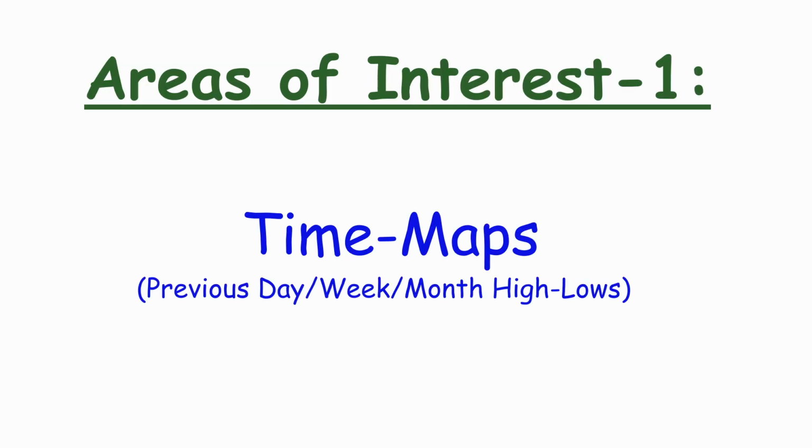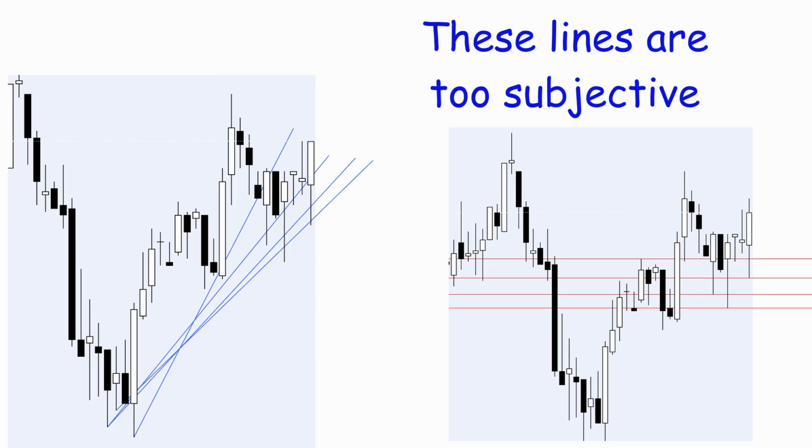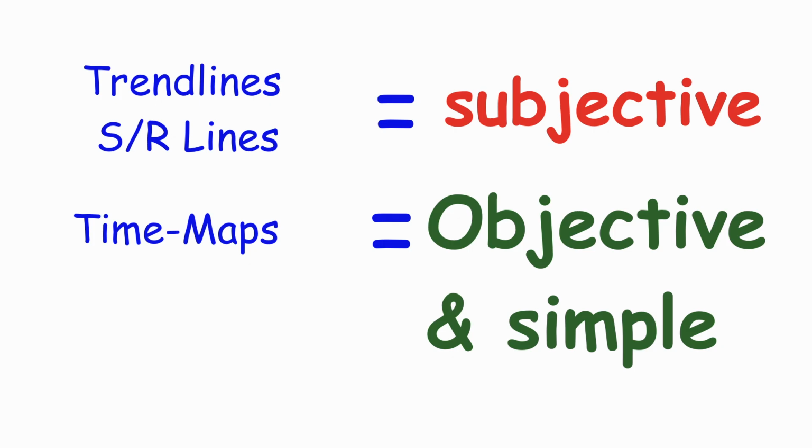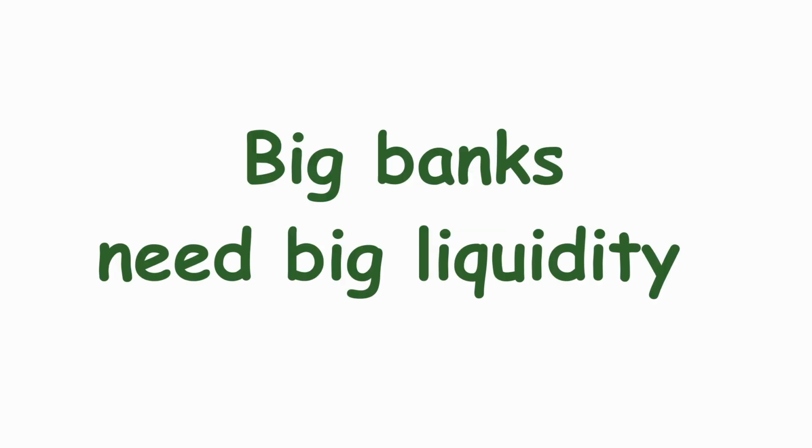Today, we'll talk about the first area of interest, called time maps. We call this a time map because, unlike trend lines or support resistance lines, the time doesn't lie. And it is the simplest one because it's not subjective. Why do we use time? Why previous day high or weekly low? Because these are the hardest points to define.